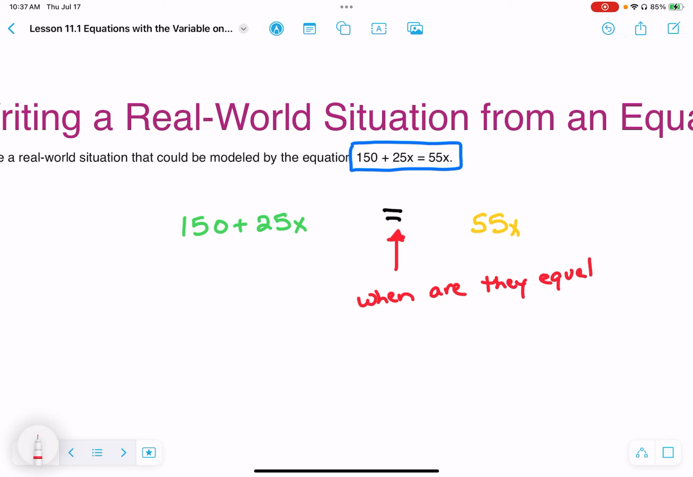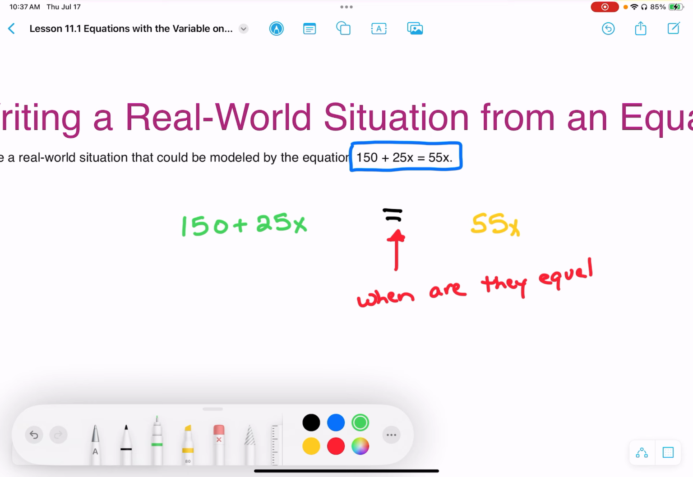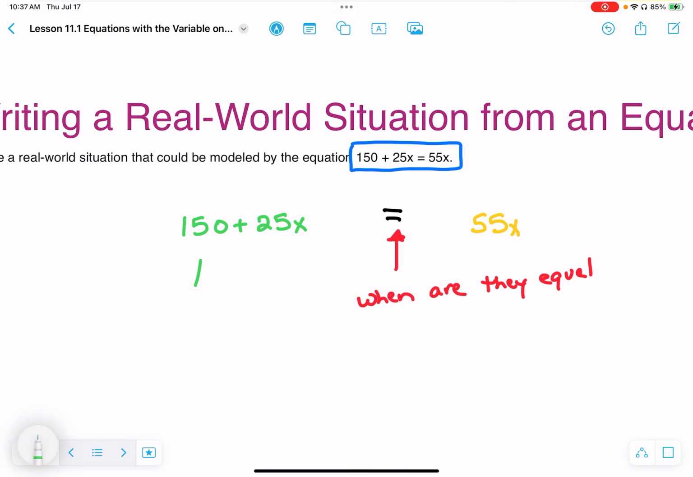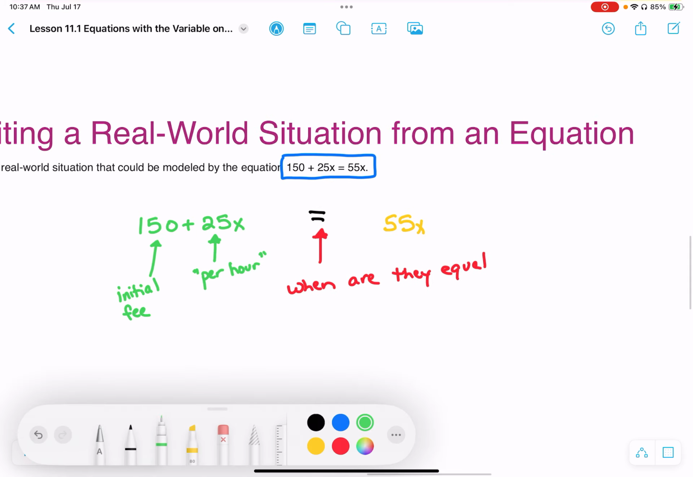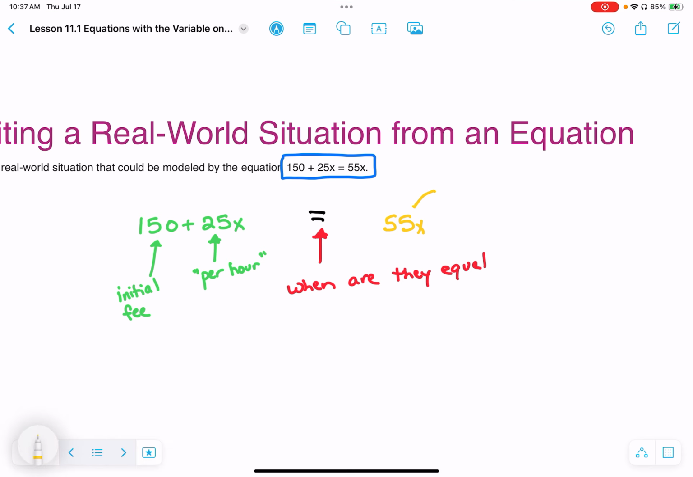And something that we've done pretty much all throughout this course is that we have treated the y-intercept, which on the left side is 150, as an initial fee or a starting cost. And then we've treated the slope, the rate of change, as a per cost, like per hour, per minute, per day. I'm just going to say per hour just to get us started here. If we look over at the other side, this has the slope. It's got 55x, so it also has the per hour.